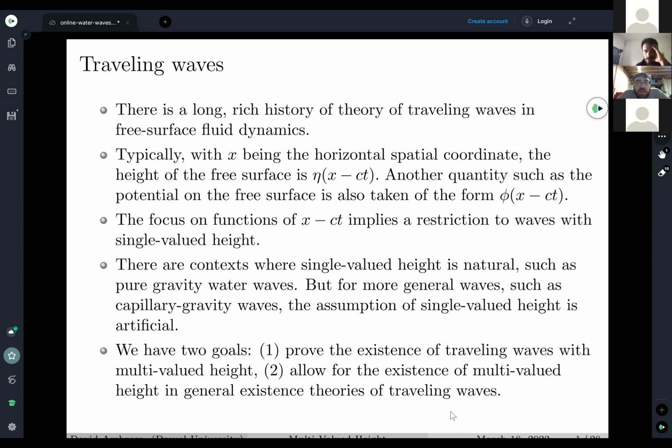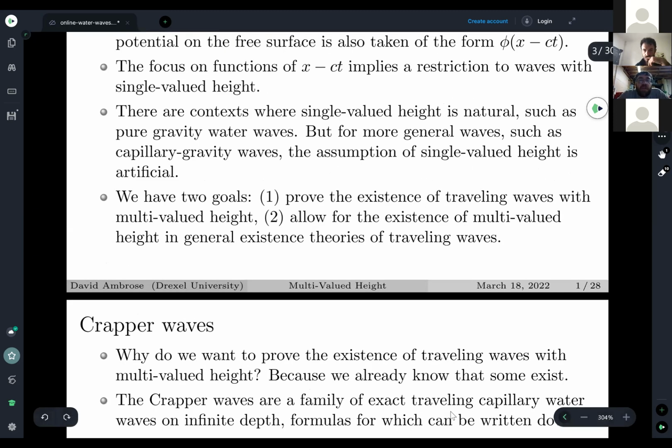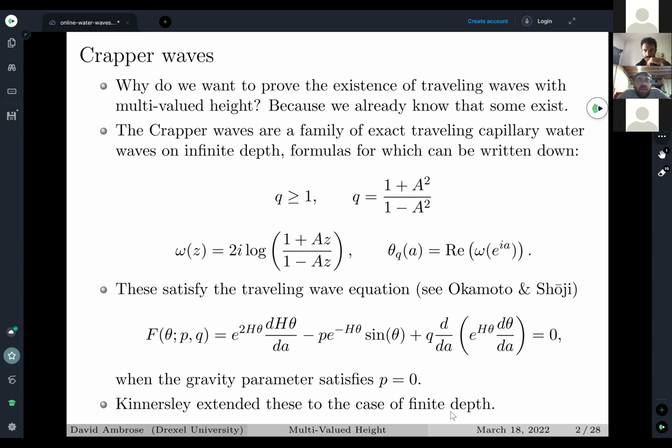Okay, so we're going to proceed towards two goals here. One is proving the existence of traveling waves with multi-valued height, and the other is kind of a softer goal, which is to allow for waves with multi-valued height in general existence theories. So sometimes we'll prove that they exist. Other times, even if we're not sure that they exist, we will at least allow for the possibility of traveling waves with multi-valued height in general existence theories. Okay, and this is motivated by a family of special solutions, the Crapper waves.